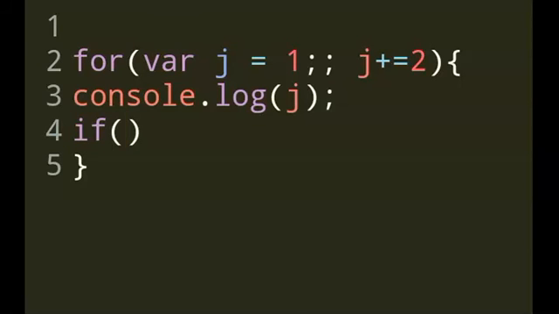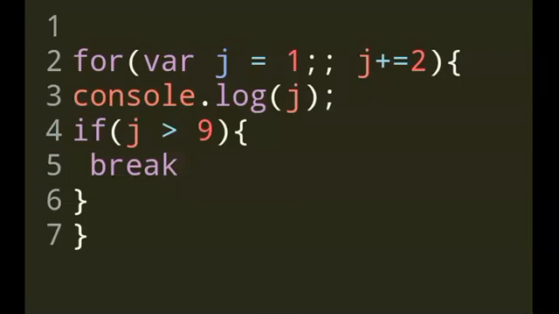If, oh sorry, where's my j? If j, let's say greater, let's say if it is greater than 9, just giving a condition. If j is greater than 9, what do I want to do? I want to break. Means stop there. Don't continue the loop.